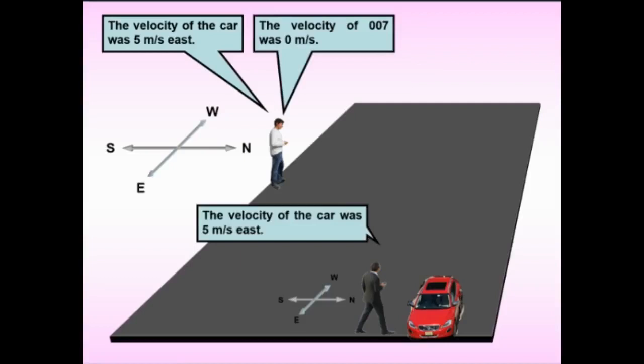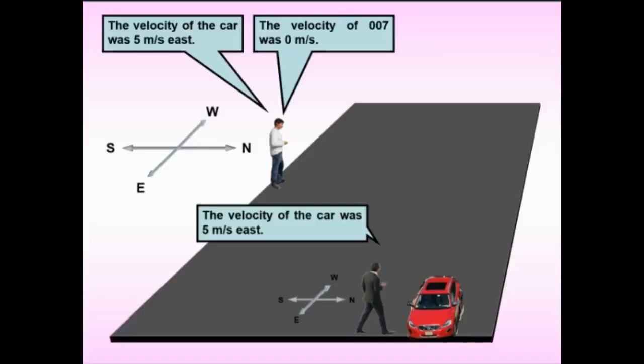See, I made a mistake here. I should add the word east. So the velocity of 007 was 0 meters per second east. And then 007 would say the velocity of the car was 5 meters per second east. Okay. Was that the first situation I did? Yes, it was. What was the second situation I did with Josh? What did I tell Josh to do?